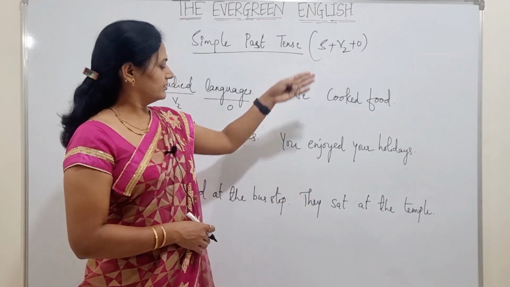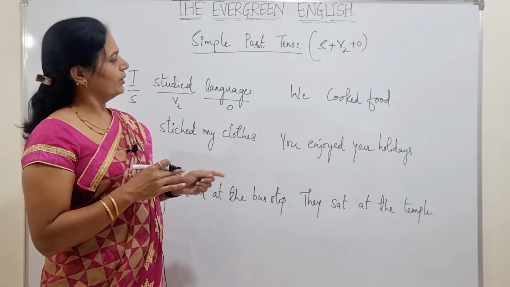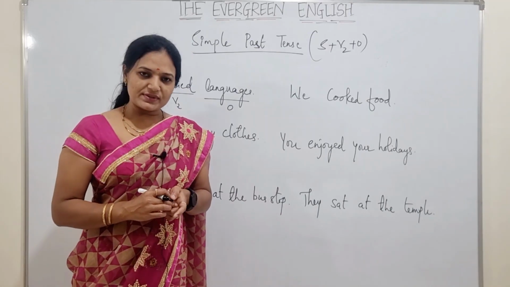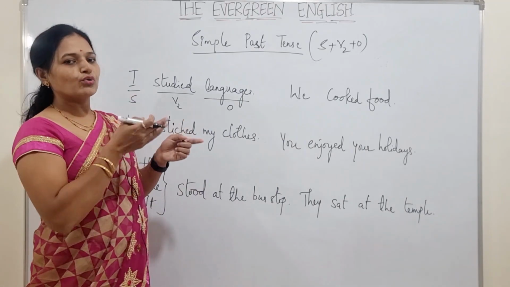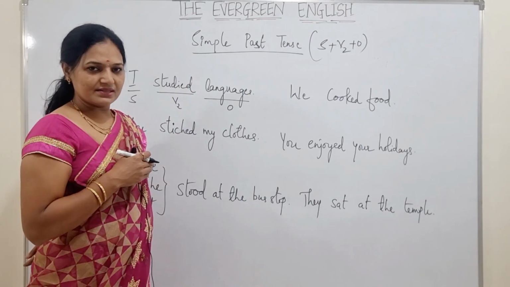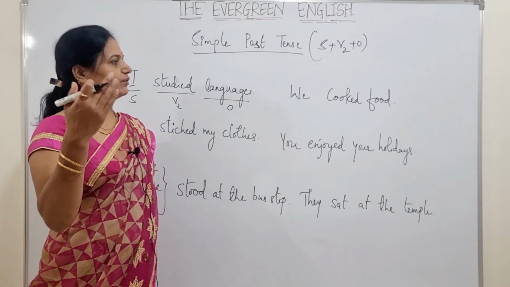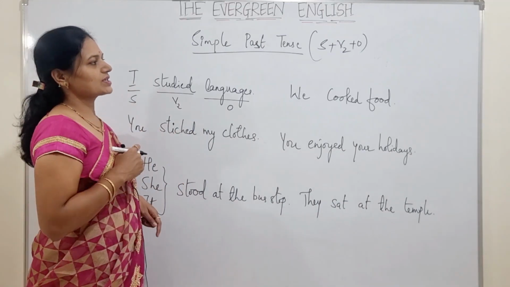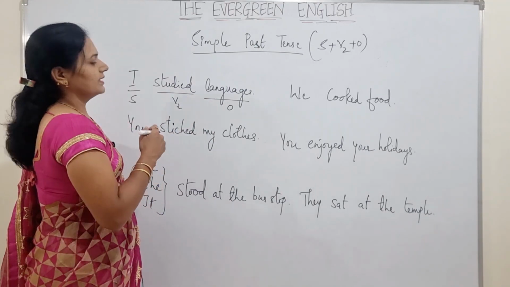Understood? So this is the rule of simple past tense. As I have already told you, all these are in affirmative sentences, and when we change these to interrogative sentences, how do we change them? We have learnt in the previous classes. If you haven't watched those videos, you can check my channel. So let us change from assertive or affirmative to interrogative sentence.